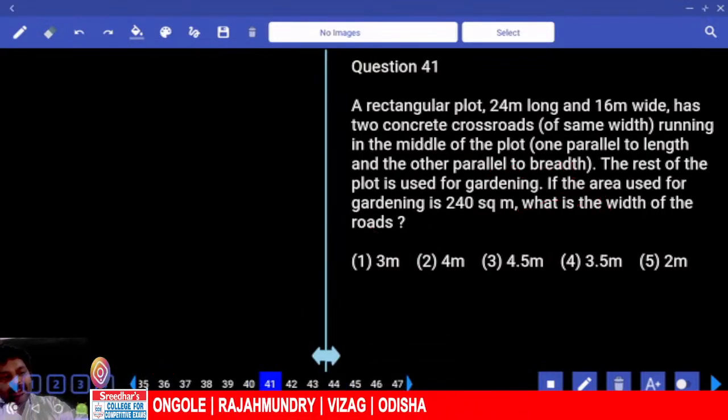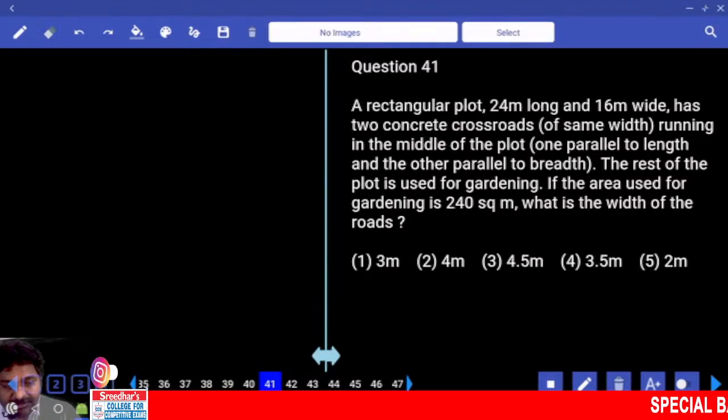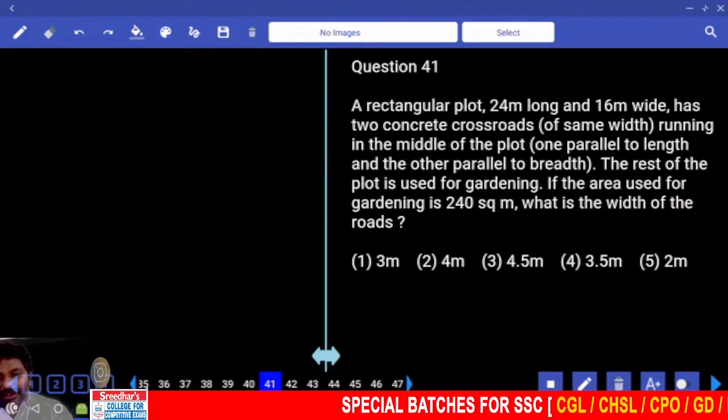A rectangular plot 24 meters long and 16 meters wide has two concrete crossroads running in the middle of it, one parallel to length, the other parallel to its breadth. The rest of the plot is used for gardening. If the area used for gardening is 240 square meters, what is the width of the roads?